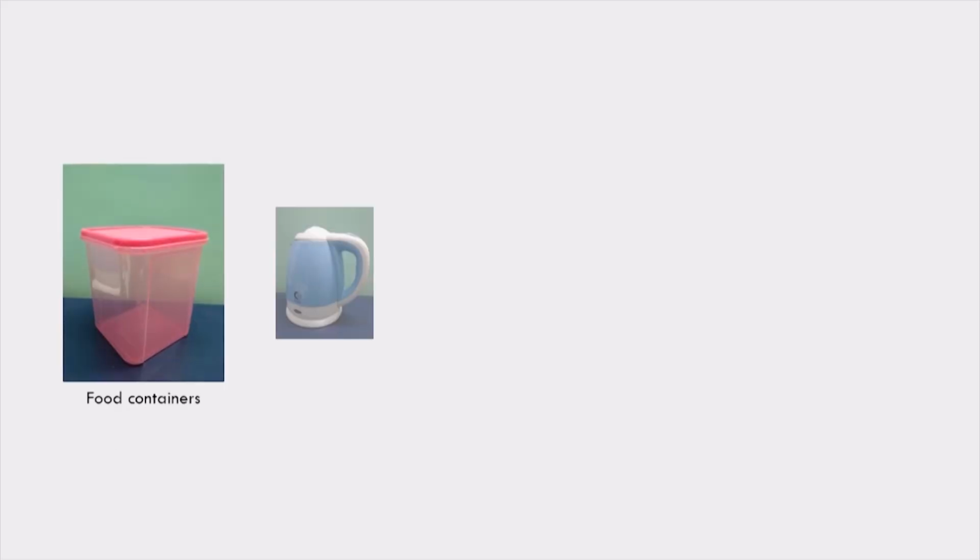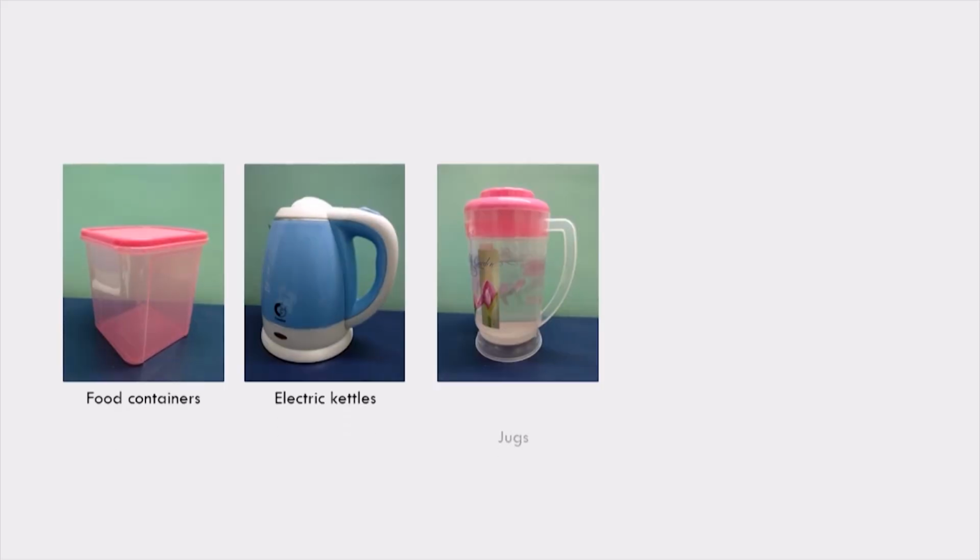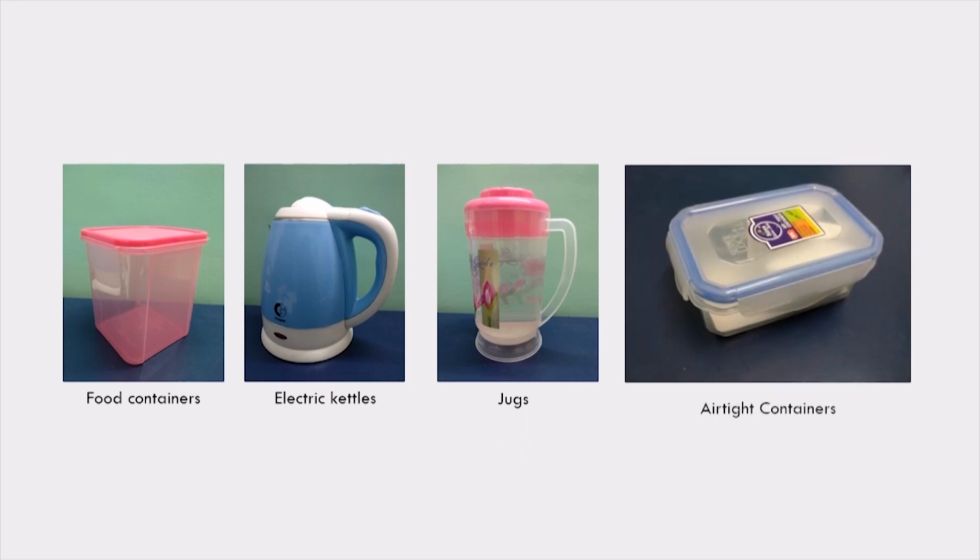Here are a few examples: food containers, electric kettles, jugs, airtight containers.